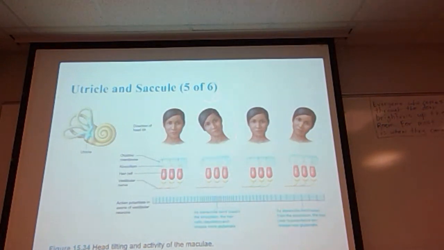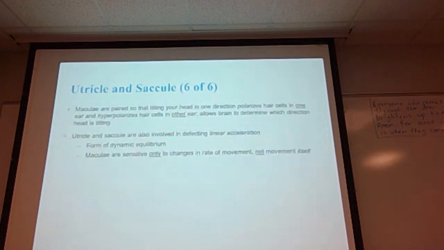Tilt your head to the right, and tilt your head to the left. The maculae are paired so that tilting your head in one direction polarizes the cells in one ear and hyperpolarizes the cell in the other ear, which allows the brain to determine which direction the head is tilting. This will be very important in a little while when we start talking about things like dizziness and motion sickness.